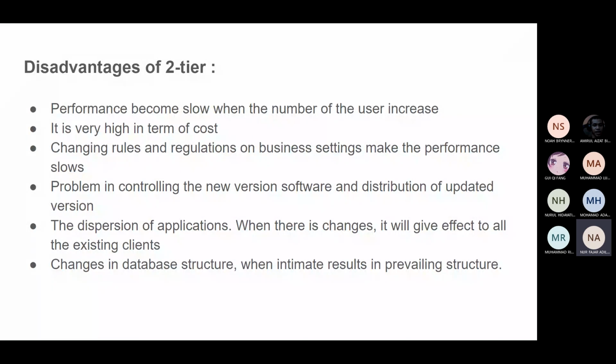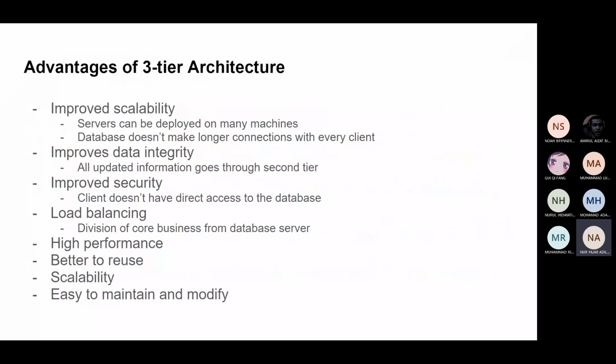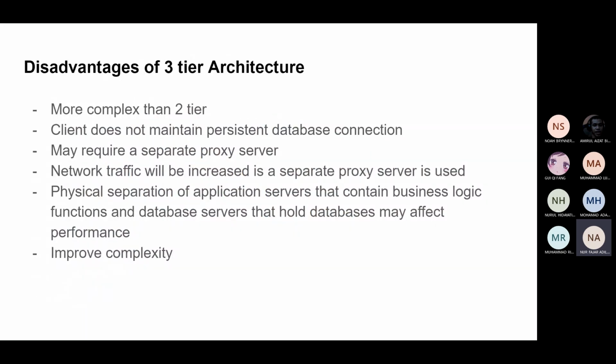Next are the advantages of three-tier architecture. Improved scalability: servers can be deployed on many machines. The database doesn't maintain a connection with every client. Improved data integrity, where all update information goes through the second tier. The next one is improved security, where the client doesn't have direct access to the database. Load balancing is the division of core business from the database server. High performance, better reuse, scalability, and easy to maintain and modify.